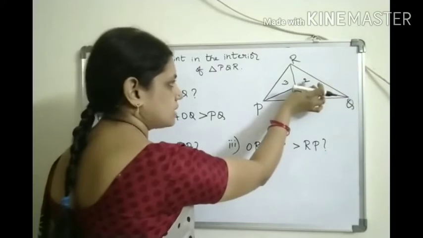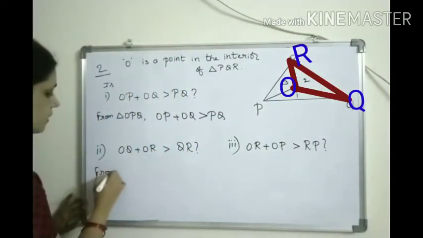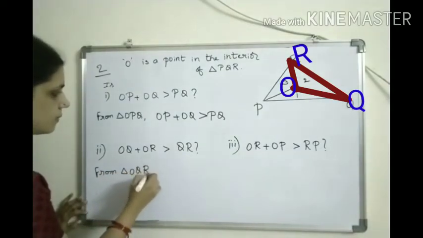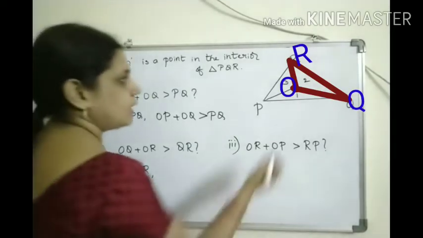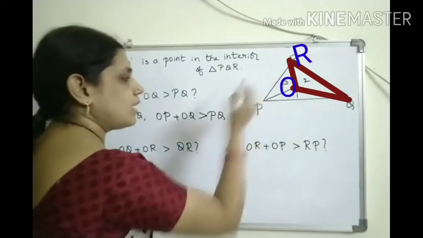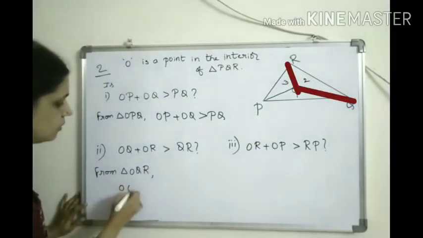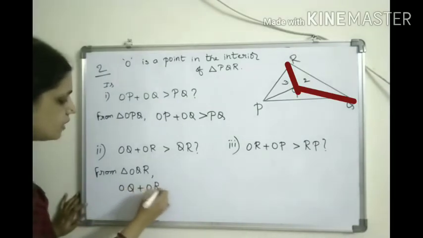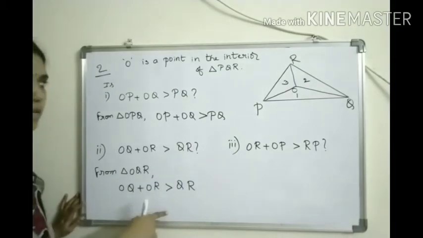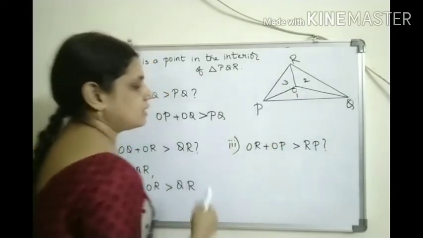So now we have to consider the second triangle, that is triangle OQR. Here I want to take OQ and OR as a pair of sides and QR as the third side. So what can we write? OQ plus OR is greater than QR, applying the inequality property. The sum of these two sides is greater than the third side, that is QR.